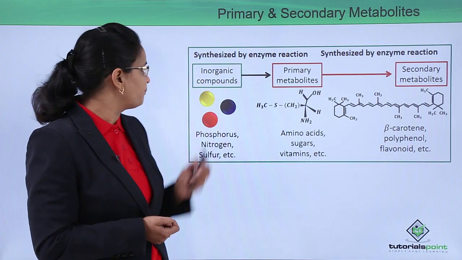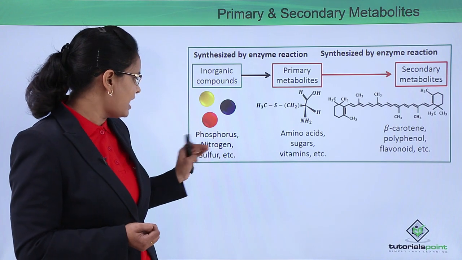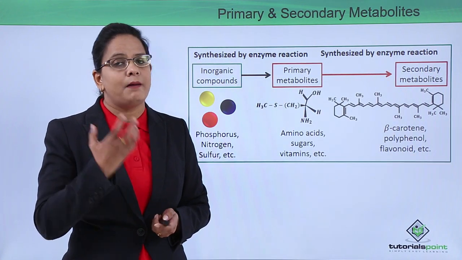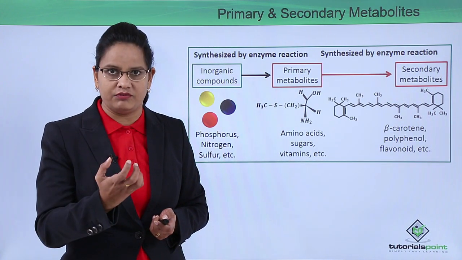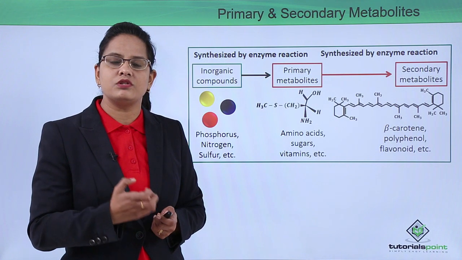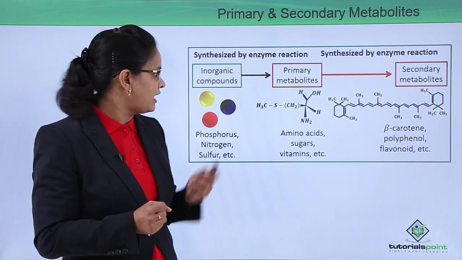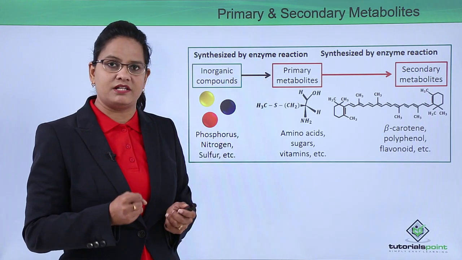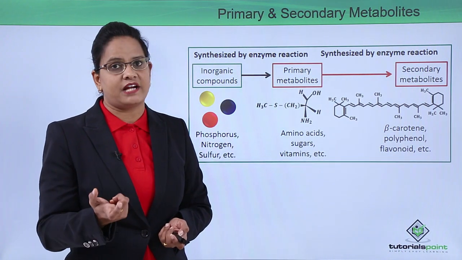See the diagram. You can clearly see the inorganic compounds like phosphorus, nitrogen and sulfur all combining together to form biomolecules. Biomolecules, we have already learned, are very important for the functioning of the body. Now these biomolecules, macro and micro, are metabolites, and micromolecules like amino acids, sugars and vitamins are primary metabolites. Now these primary metabolites can also form secondary metabolites.